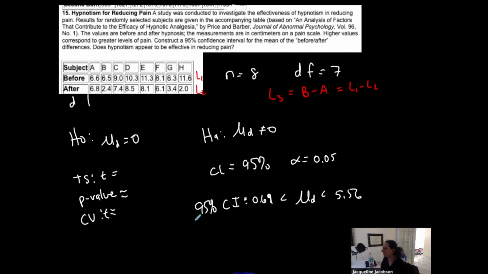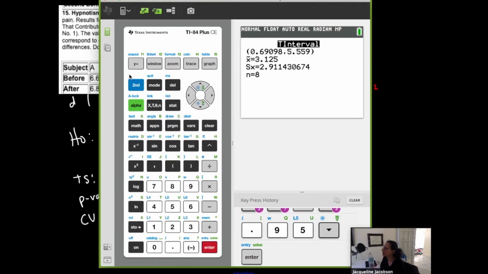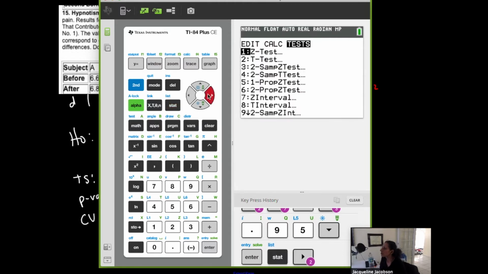I'm doing a two-tailed test. I could technically do right or left if I want, but we'll do two-tailed just to make it easier. Actually, you're not asked for it this time, but if you do want x bar D, the mean of the differences, it's 3.125, and then the standard deviation of the differences is that, and you have 8 matched pairs, right? So it does that for you too. But let's go back to that test.